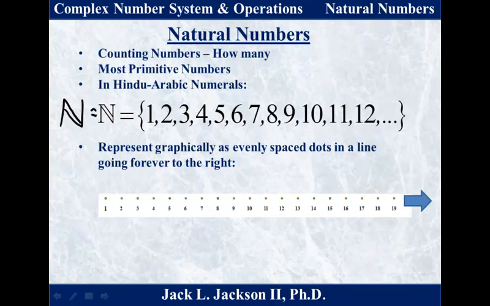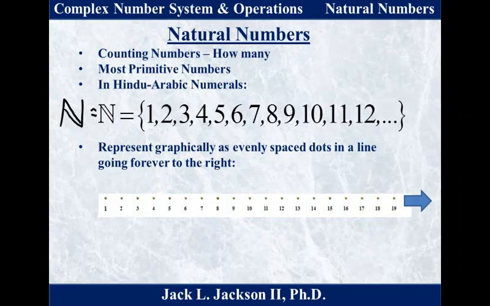So, the most primitive types of numbers are called the natural numbers. These are the counting numbers. They answer the question, how many? In Hindu-Arabic numerals, they're like this: 1, 2, 3, 4, 5, 6, 7, 8, 9, 10, 11, 12, and it goes on forever to the right, but it has a lowest number. The lowest number that's a natural number is 1, but there is no highest number.